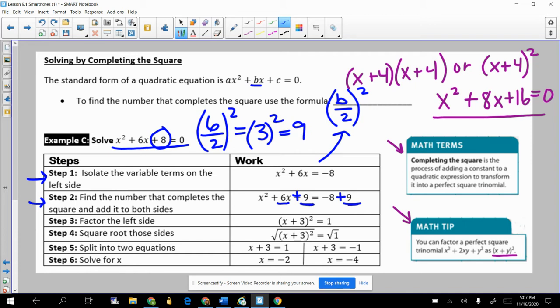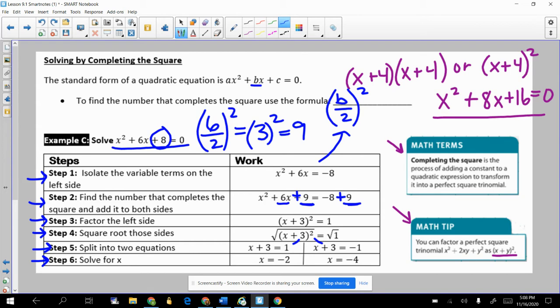Then from there, they factored the left side, and because it's a perfect square trinomial, it factors nicely to be x plus 3 squared. And they simplified the right side, negative 8 plus 9 is 1. Okay. From there, they went ahead and took the square root of each side to get rid of that squared, and they were left with x plus 3 equals plus or minus 1. So that's when you split it up into 2 equations and you solve for x, just like we were doing in last night's video. So split it up into 2 equations, solve for x.